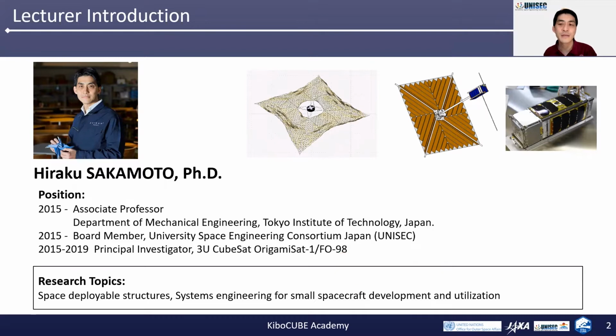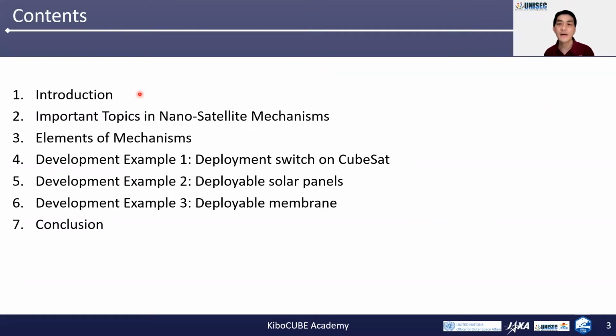I used the development experience of OrigamiSat-1 in Lecture 11, Introduction to Nanosatellite Structures. Today, I will use OrigamiSat-1's example again to share with you lessons learned during the actual development of nanosatellite mechanisms. Today, after the introduction, I will cover 5 important aspects of nanosatellite mechanism design. Then I will explain various common elements of mechanisms, and I will talk about 3 development examples.